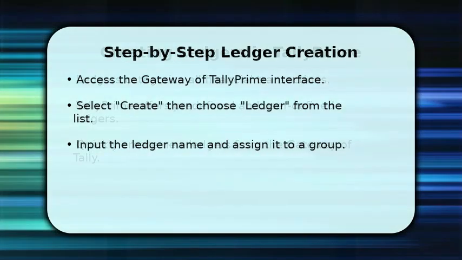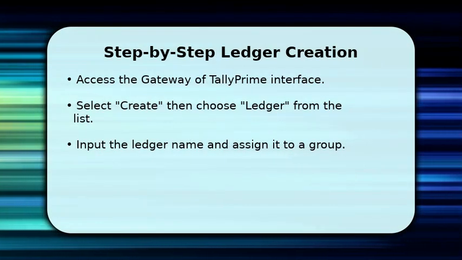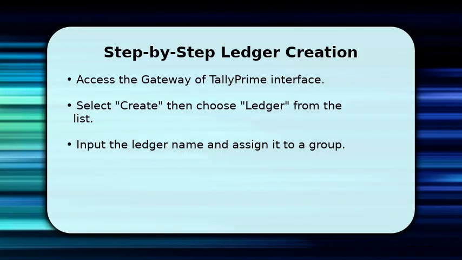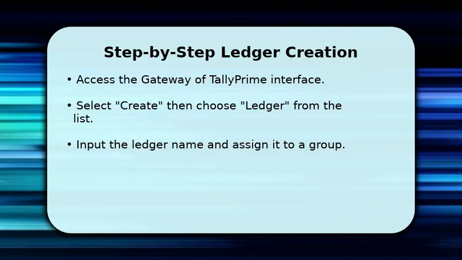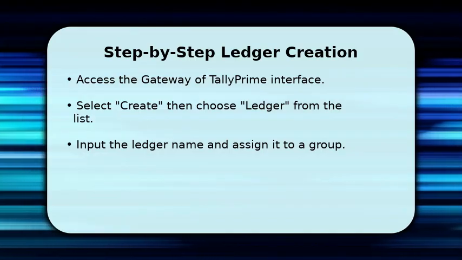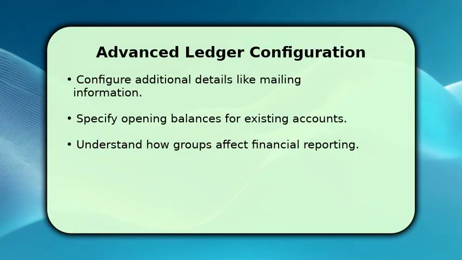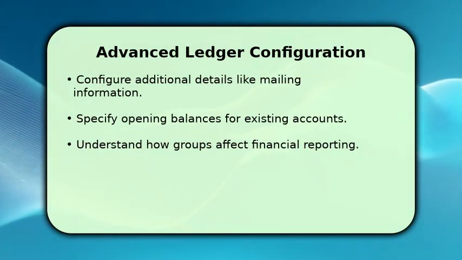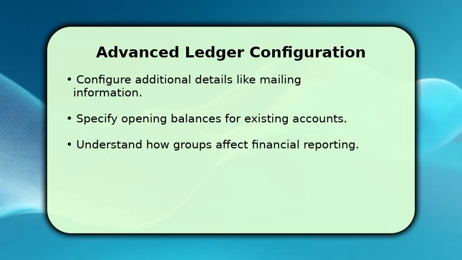To begin creating a new ledger, navigate to the gateway of Tally Prime. From there, select the Create option, then choose Ledger from the Accounting Masters list. You'll then enter the ledger's name, like Sales Account or Rent Expense, and assign it to an appropriate group, such as Sales Accounts or Indirect Expenses. This ensures proper classification.